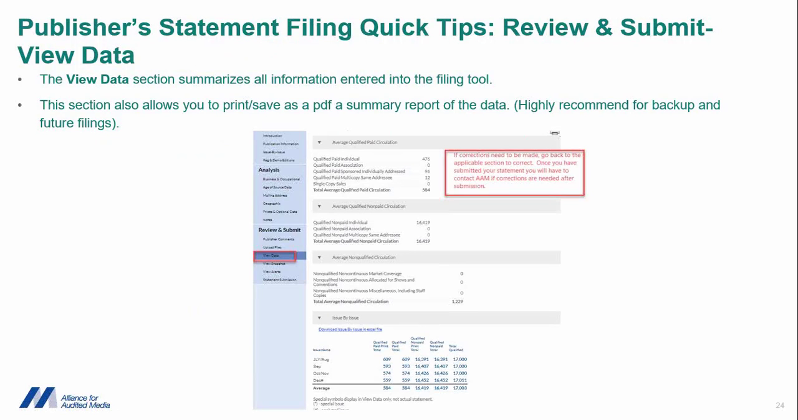If you have corrections after you submitted your publisher statement, you'll need to notify AAM, because once you submit your publisher statement, you will not be able to make corrections in the filing tool. You'll have to call us and we'll manually make those corrections for you.